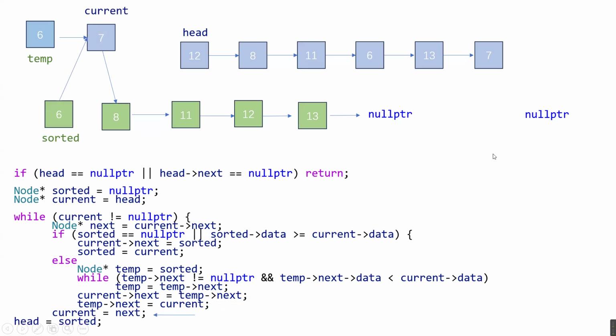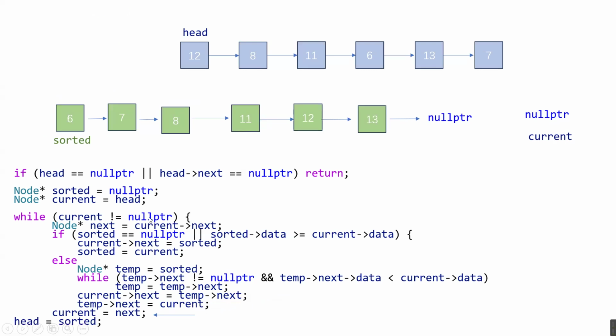So finally, current becomes a null pointer. When we go back to the while, the current is actually the null pointer. So we will just break the big while loop. We just jump to the last line. The head will become the sorted. Here, the sorted will become the head, right? So in this process we get a new sequence which is sorted, right?